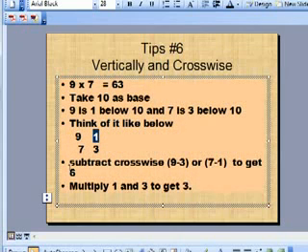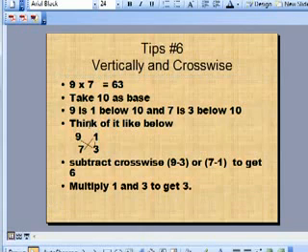So 9 with 1, because 9 is 1 below 10, and 7 with 3. Okay, now subtract crosswise. Either you can subtract 9 minus 3 or 7 minus 1. This is the cross to get the first digit. So that will give you the first number, and multiply vertically to get the last number, that is 1 into 3.